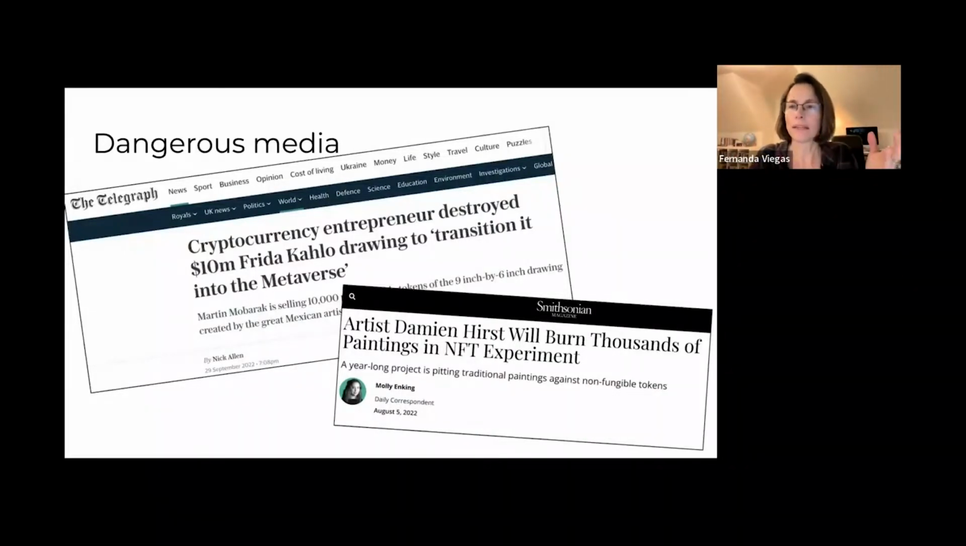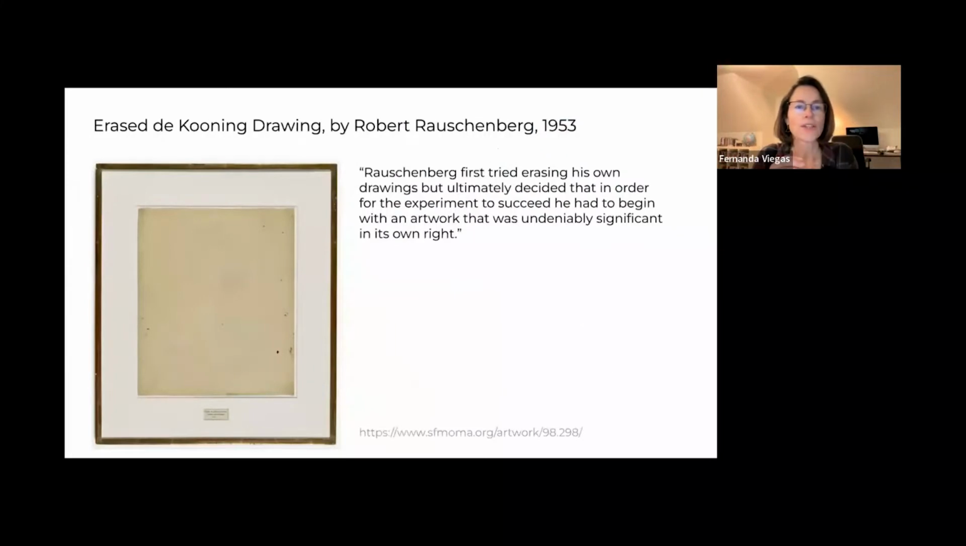And you may be asking, is this something that is happening in the world of NFTs? Why are people doing this? Is this a crazy thing? And just as Martin was giving you previous examples, this is true here as well. So for instance, this is a piece of conceptual art called Erased de Kooning Drawing by Robert Rauschenberg from 1953.